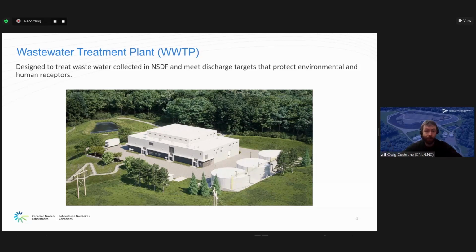You can dig through the EIS. There's a lot of them. And those criteria are set based on ecological and human health receptors.